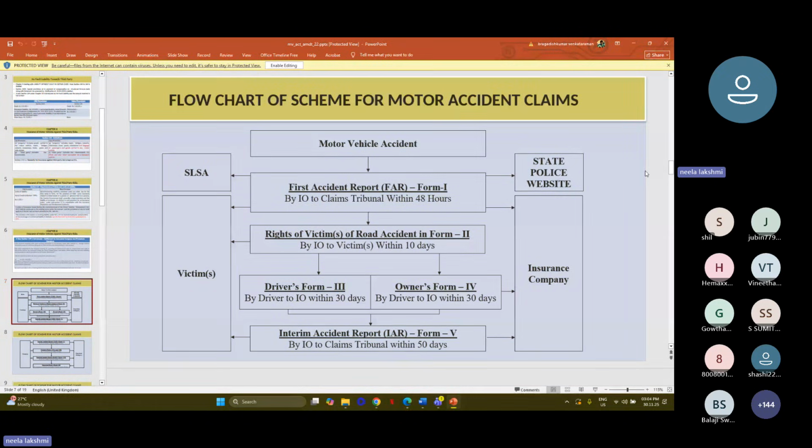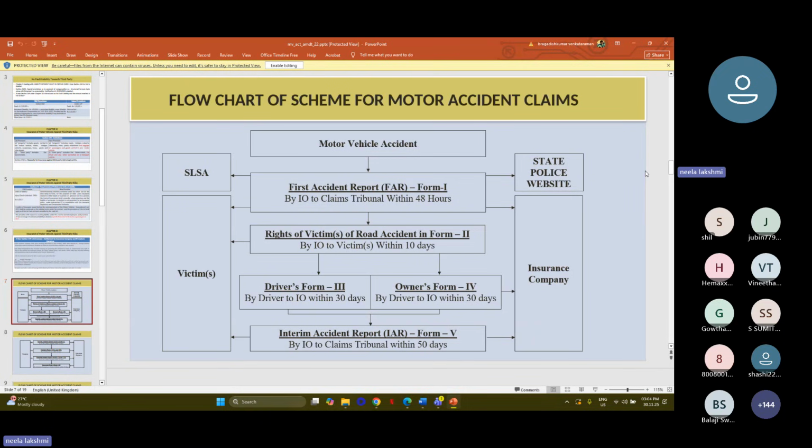But as per this new amendment, which came into effect from 1/4/2022, it has been mandated that no claim petition need be filed before the court. Once the FIR is filed, based on that, the claimants can directly go to the insurance company and seek their compensation. This is a very, very major and important change.